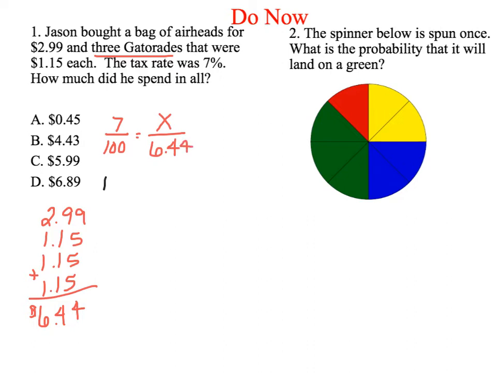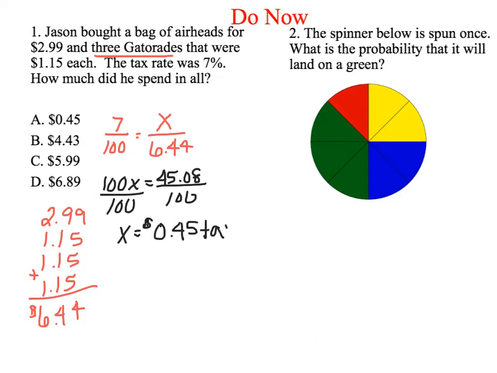Cross multiply to solve. I get 100x equals 45.08. Divide both by 100. And I get x equals 45 cents. So this 45 cents right here is how much he would have to pay in tax, because that was the top part of my proportion.